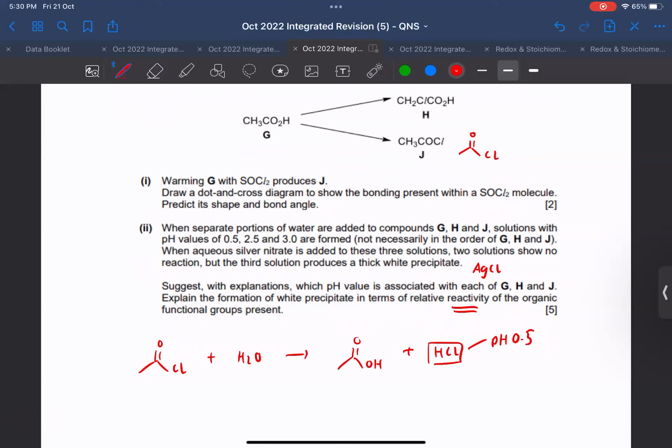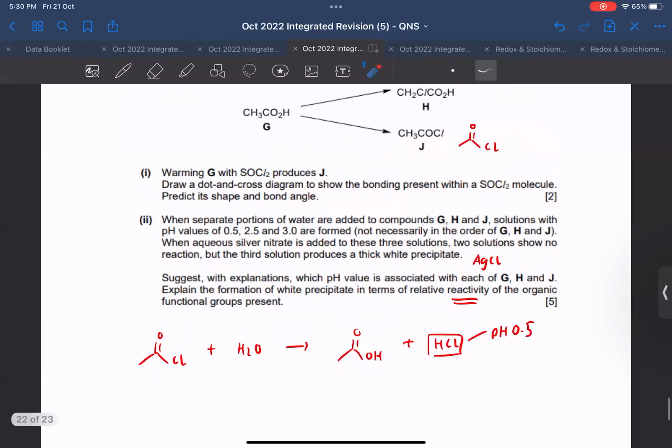Okay, so don't tell me anything about stability of conjugate base when it comes to acyl chlorides, because there's nothing to explain that. Okay, it's not even acidic. It's because of this guy, actually. That's why it's acidic. Okay, then of course, we are next asked to assign between 2.5 and 3.